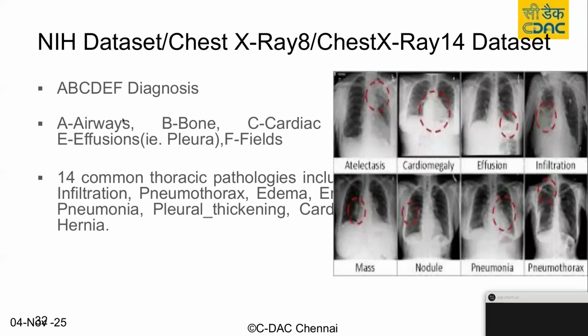Like first they check for the airways, then they check for the bones, which are white, and then they check for the cardiac region whether there is an enlargement or not. Then effusion. Then pleura. So pleura is somewhere around this.